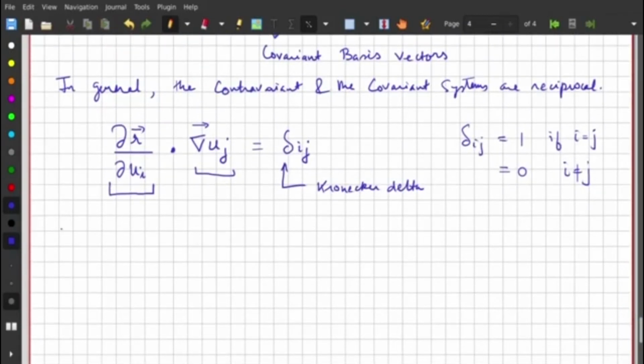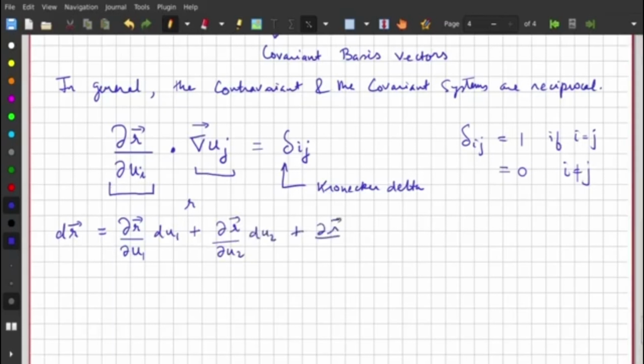Okay, so let's say a differential element dr vector in the curvilinear coordinates could be represented something like this, where remember r is a function of u1, u2 and u3. So you can write this as partial r partial u1 du1 plus partial r partial u2 du2 and then partial r partial u3 du3.